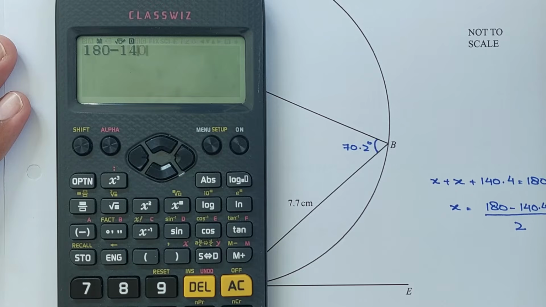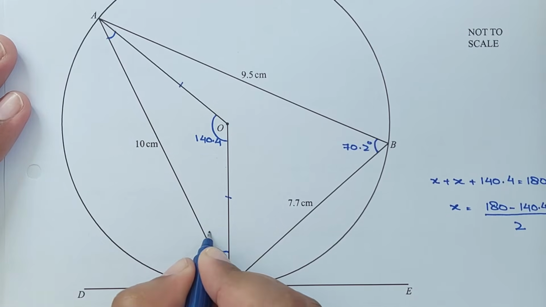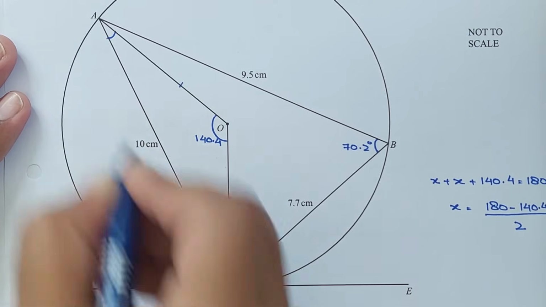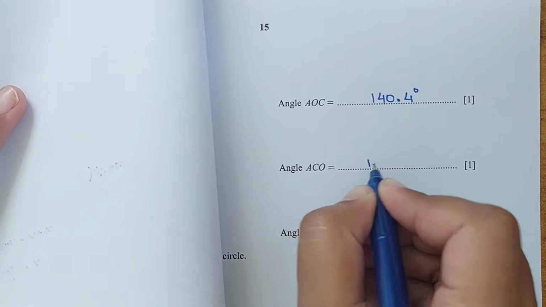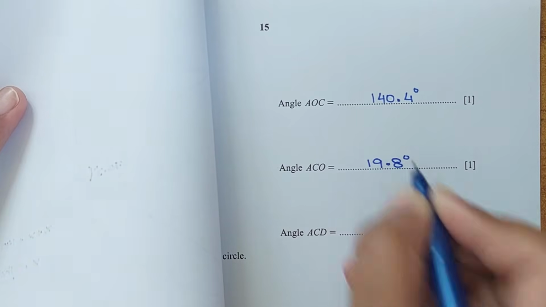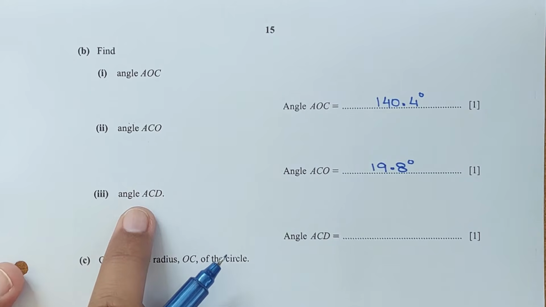180 minus 140.4 divided by 2, this is 19.8. This angle is 19.8. This angle is also 19.8 degrees. Okay, let me write this down. 19.8 degrees. Right, now for the third part, find angle ACD.